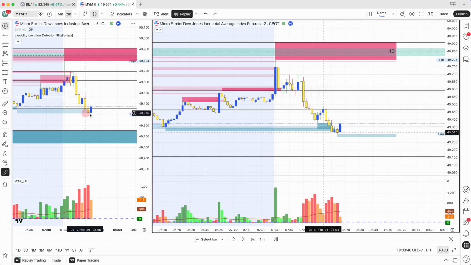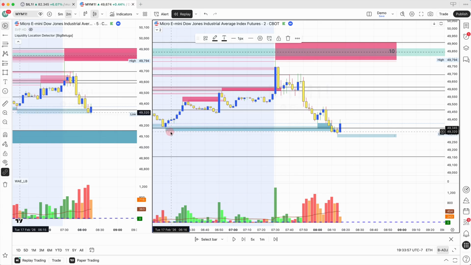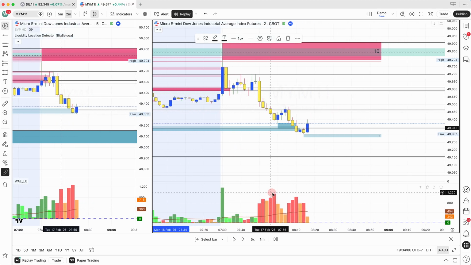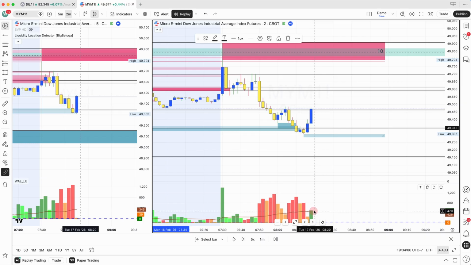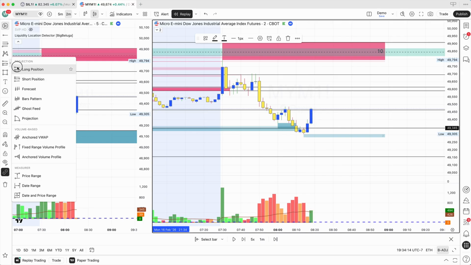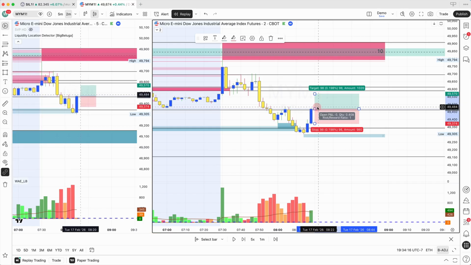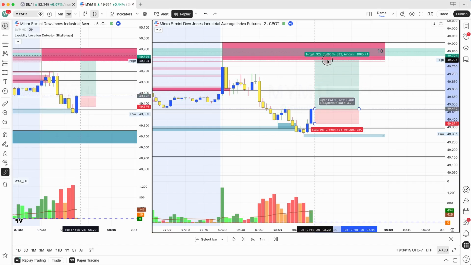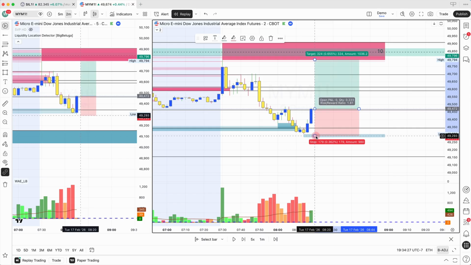So, yes, I've swept that liquidity. I'm above that liquidity sweep bar from the previous swing point, and now I'm waiting for a green bar on the volume side to tell me, yes, I can go. And there it is. I've got the green bar on the 2. I've got two bullish bars. Unless they're faking me out, I'm going to take a long position, and I'm going to target that next level of liquidity. That's 324 ticks. I'm going to set my stop loss down here at 179.